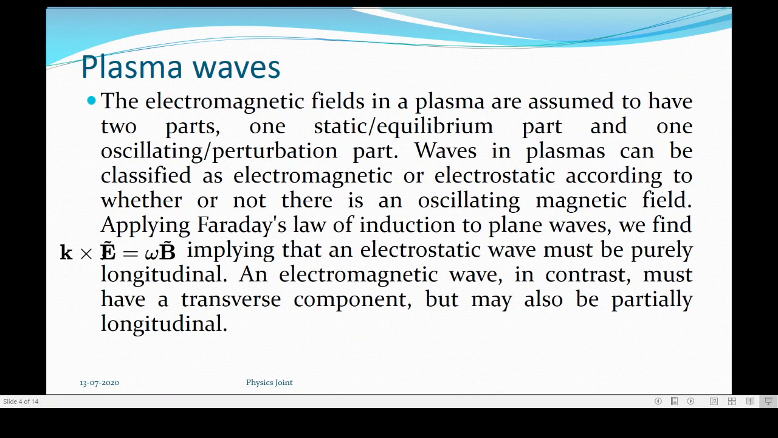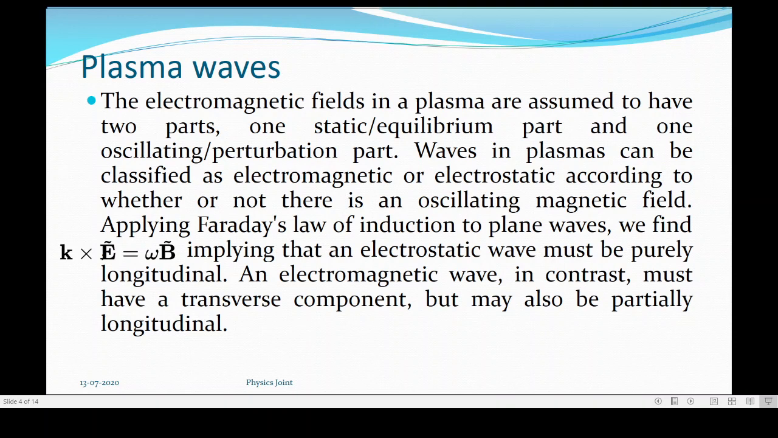So in plasma waves, the electromagnetic fields in a plasma are assumed to have two parts, one static equilibrium part and another one which is the oscillating or perturbing part. So waves in plasma can be classified as electromagnetic or electrostatic according to whether or not there is an oscillating magnetic field. If there is a constant magnetic field, it's electrostatic. But if it is a fluctuating one, it's electromagnetic.